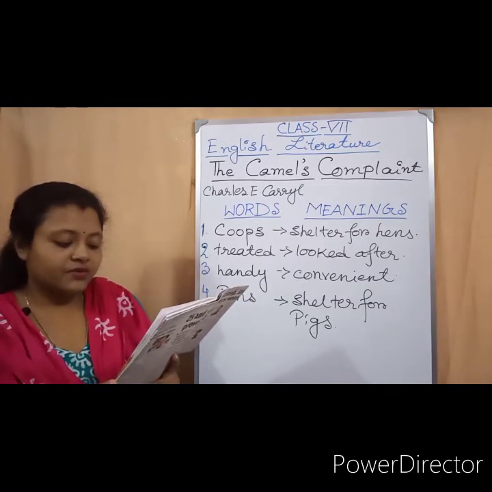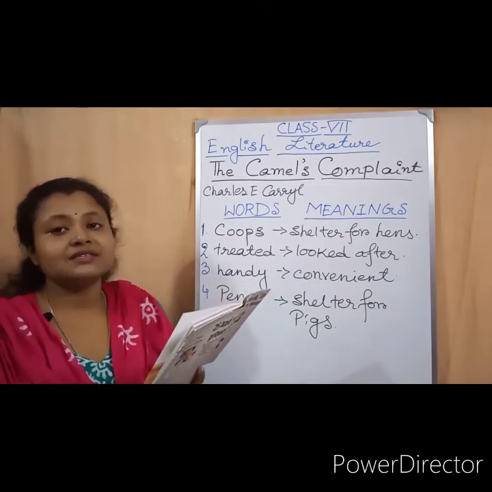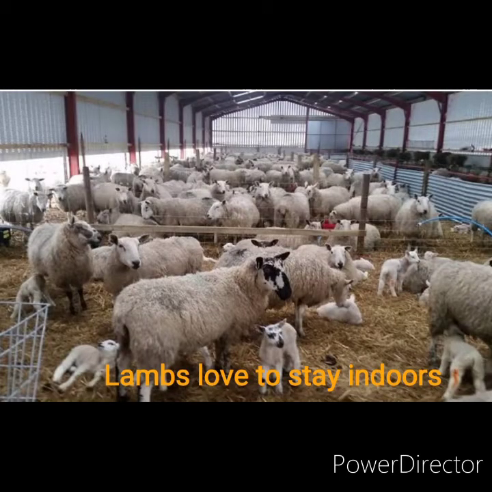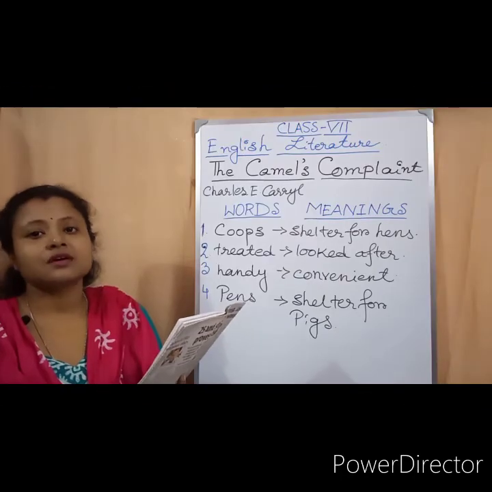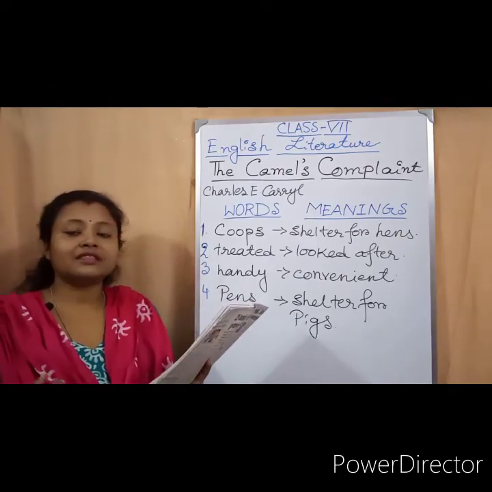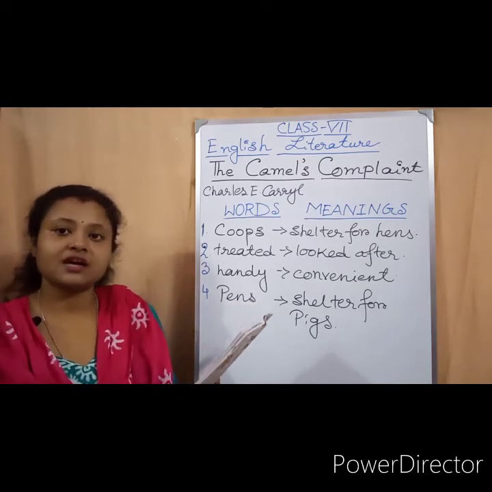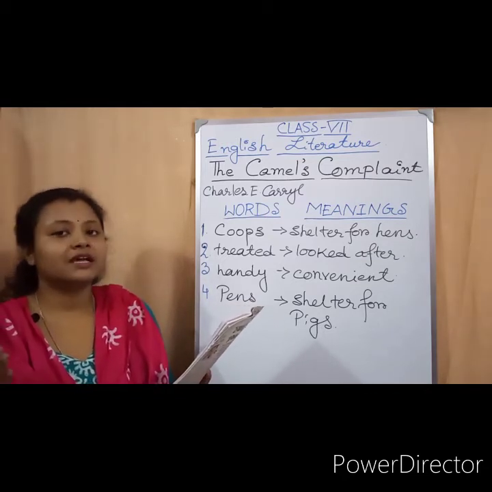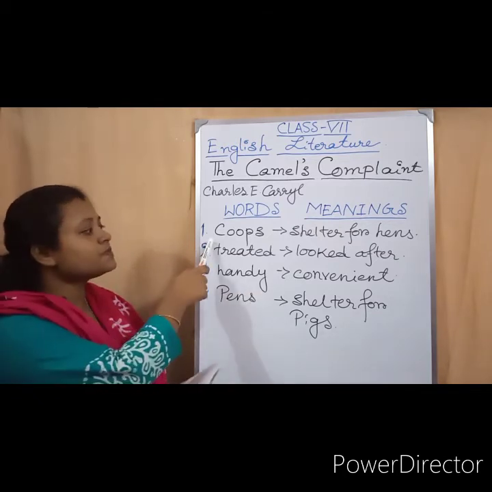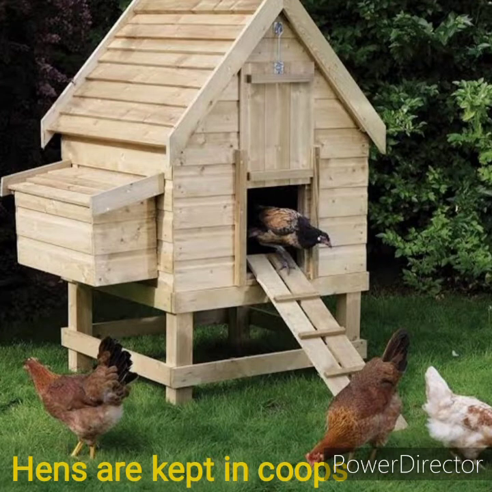So here we will see that the camel is complaining about the shelter. Here at first he told about the lambs. Lambs love to remain indoors to protect themselves from the scorching rays of the sun. Coops are built for hens. What are coops? Coops are the shelter for hens.